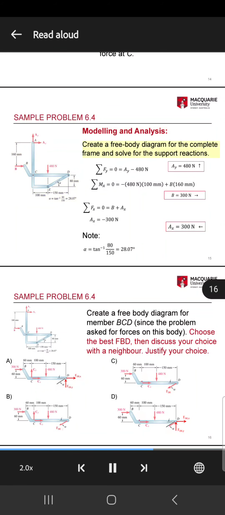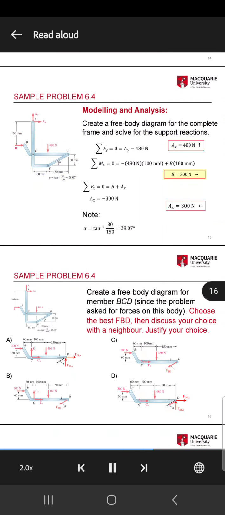Modeling and analysis. Create a free body diagram for the complete frame and solve for the support reactions. A_y equals 300 N, B_y equals 300 N, and A_x equals 300 N, left pointing arrow.